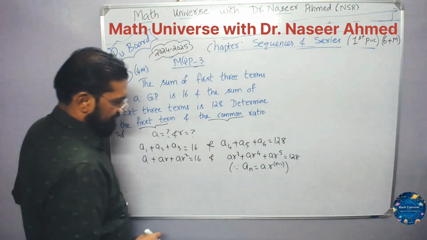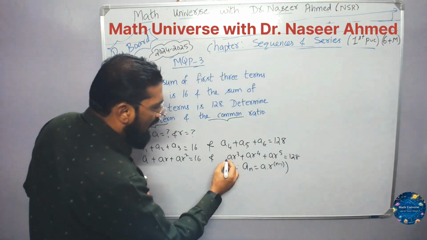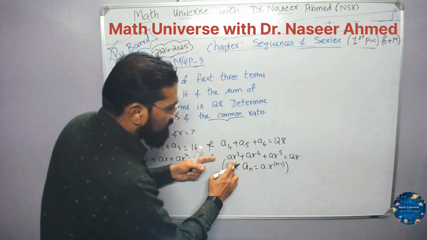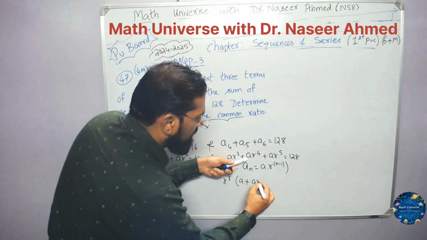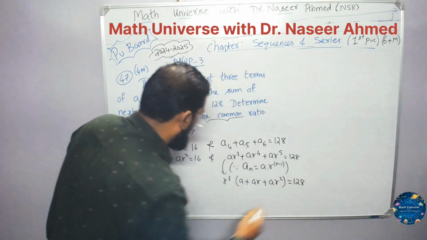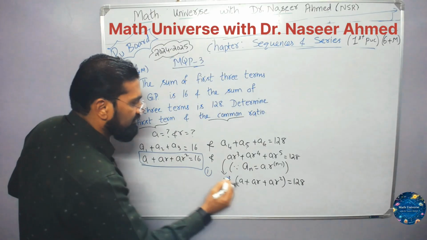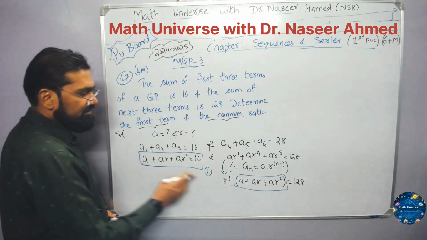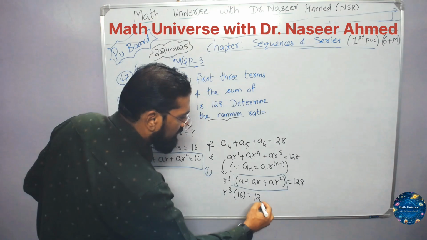Now see carefully. I have to do some manipulation and get the answer very easily. I will try to express the left hand side in terms of this left hand side. If I take R cube common here, since here there is no R, to remove this R cube, if I take R cube common, you will get A, then AR, then AR square. This I will take as equation number 1. So R cube into 16 is equal to 128.